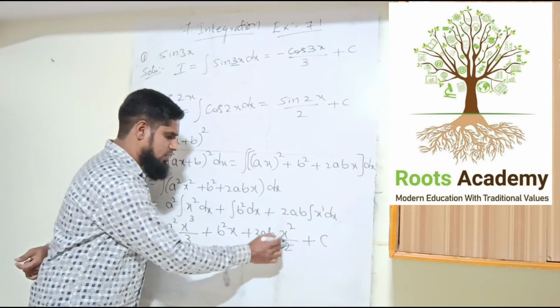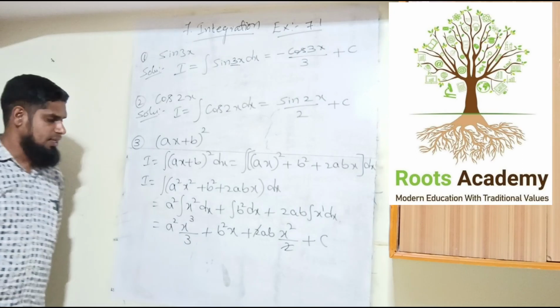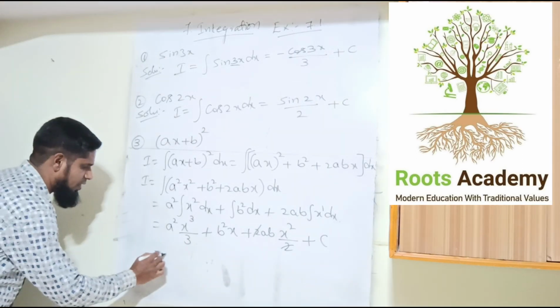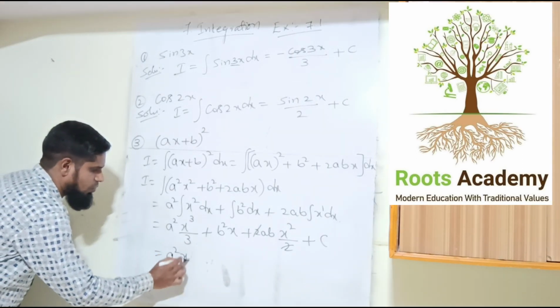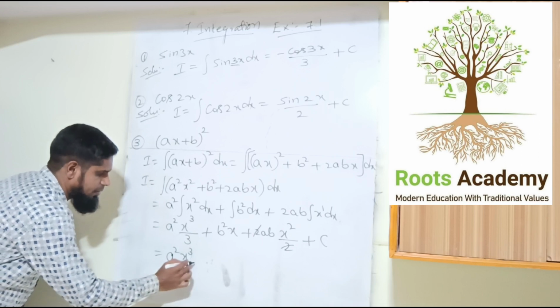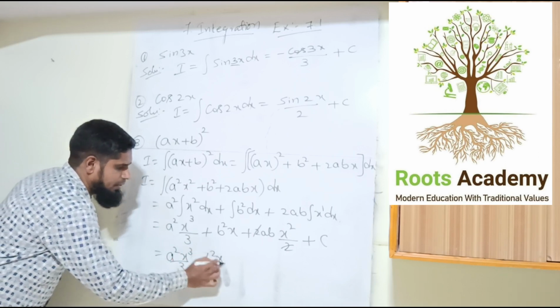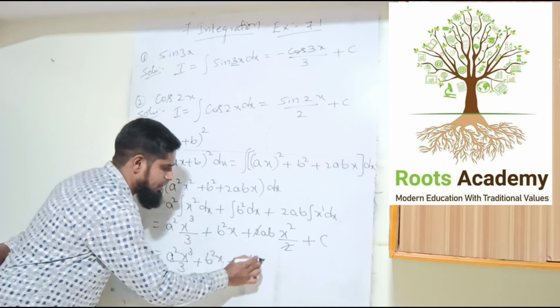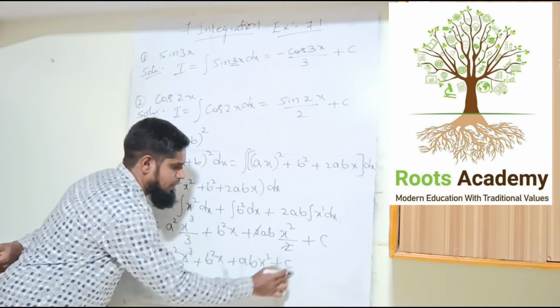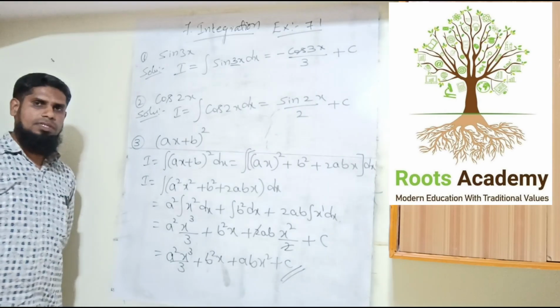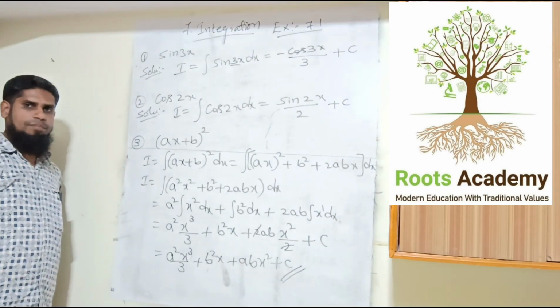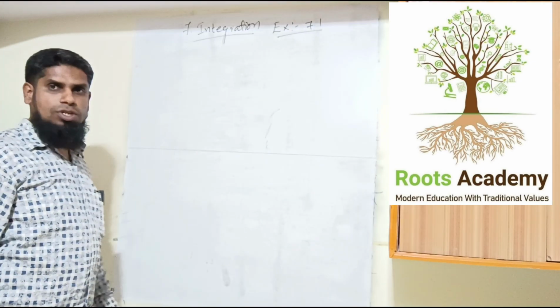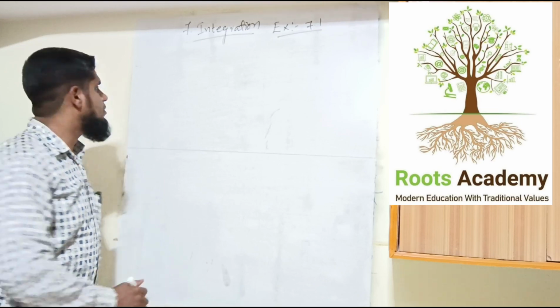After integration, the 2 in the denominator and numerator gets cancelled. So the final answer here is a square x cube by 3 plus b square into x plus ab x square plus c. This is the final answer. Okay students, let us go to the next problem.